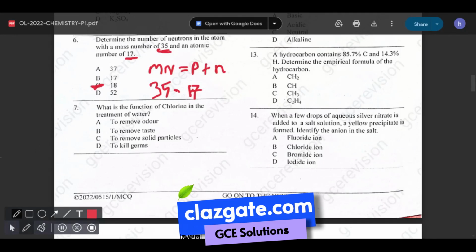Question number 7. What is the function of chlorine in the treatment of water? The function of chlorine in the treatment of water is to kill germs. So straightforward.